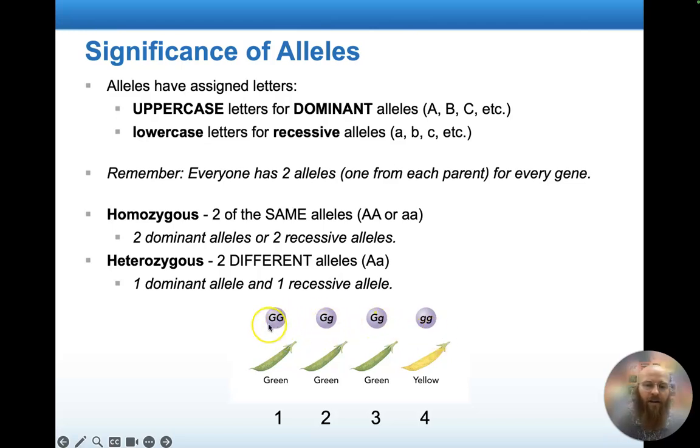And so you can see here, this would be that I got 2 dominant alleles. I have a dominant and a recessive in a couple of different options here. And then I finish with 2 recessives that would come together as well.